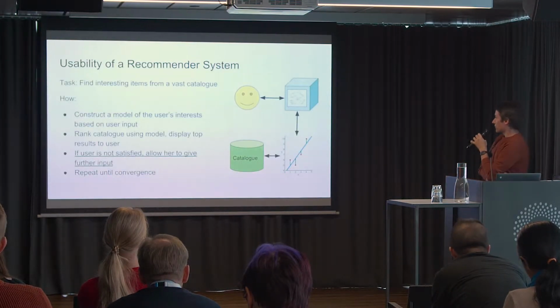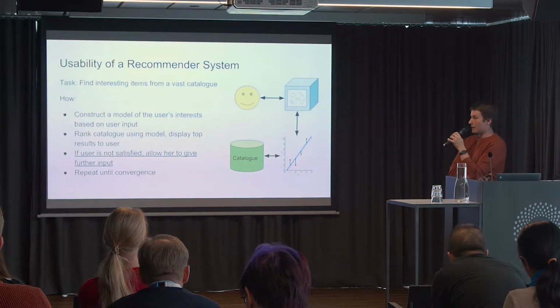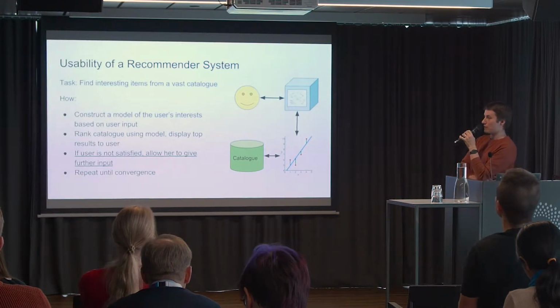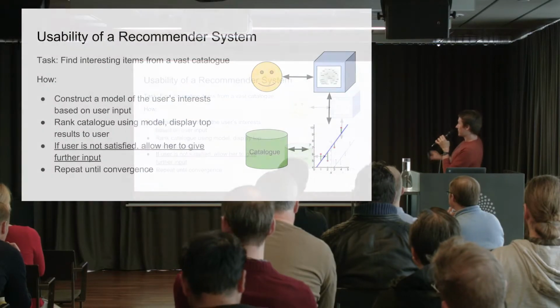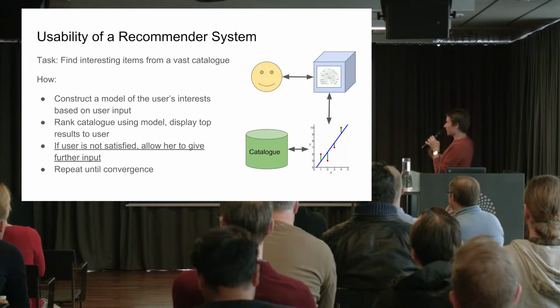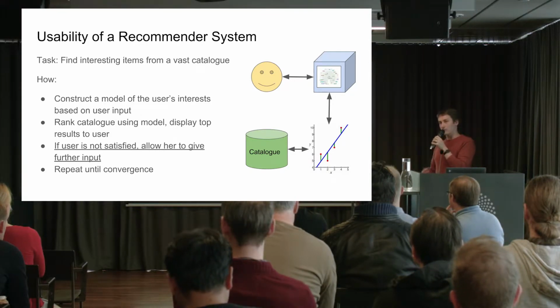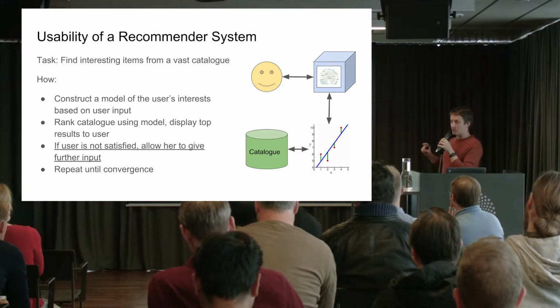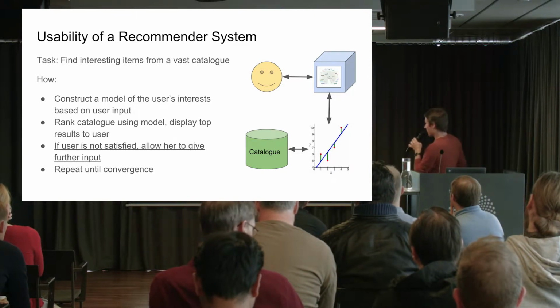All right, so now let's think about this recommender system. So it's usability. We have now these background concepts of usability. So let's try to apply this here. The task now is that the user wants to find some interesting items from some large catalog of items where only maybe a small part of them are actually interesting.